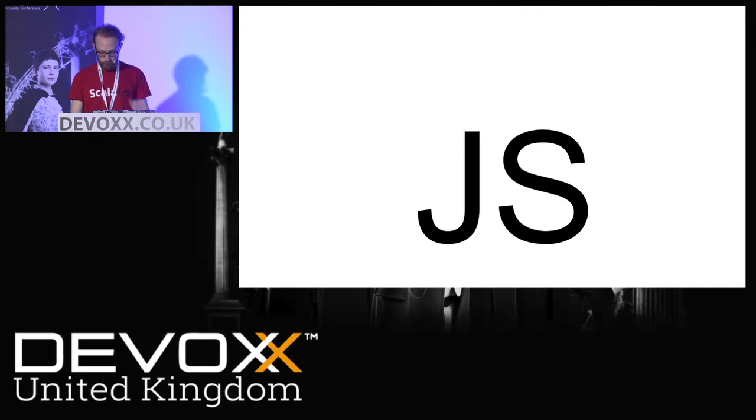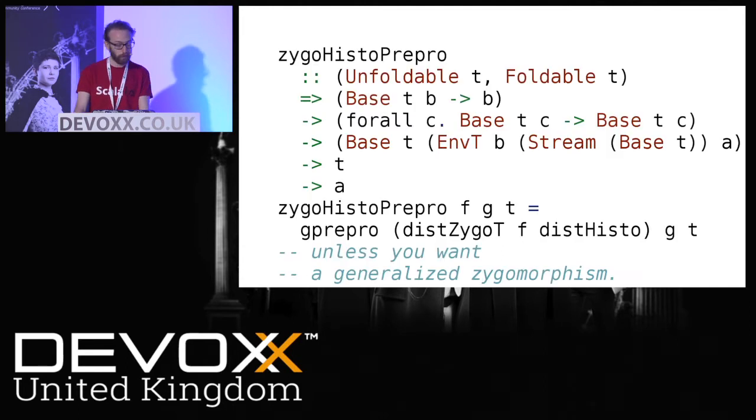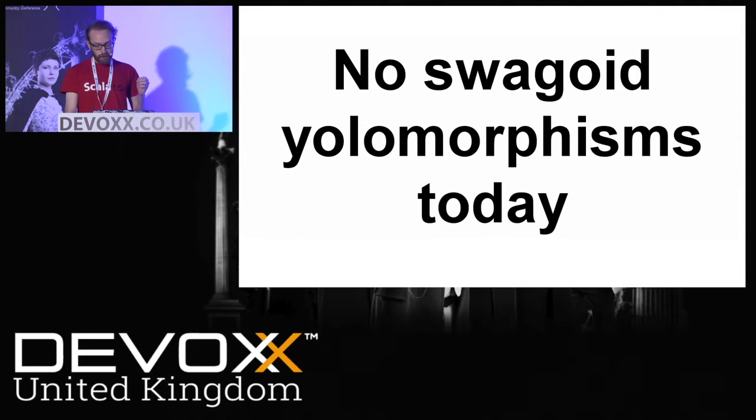Just to make sure everybody's awake, since the party was fun yesterday, a very simple functional pattern just to get warmed up. It's a zygo-isomorphic prepomorphism. Should be okay for everyone, unless you want a generalized zygomorphism. Whatever that means.